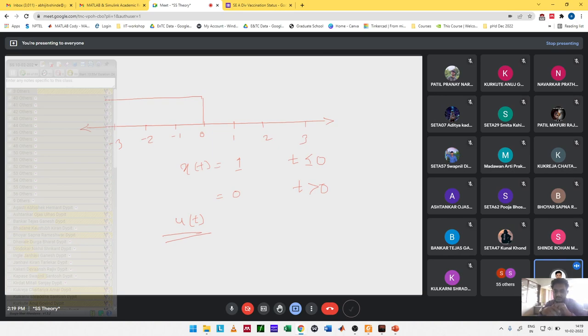Here we are just discussing it, we are exploring things, and through that we are trying to understand them. Is my question clear? Is the question clear, Rohan? Yes sir. Right, so what we have to do is represent this in u of t. How can I represent this in u of t?